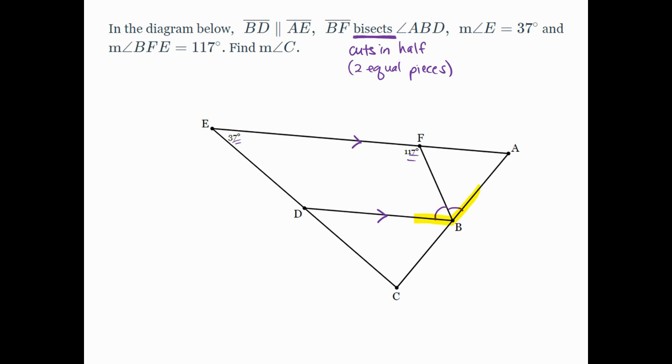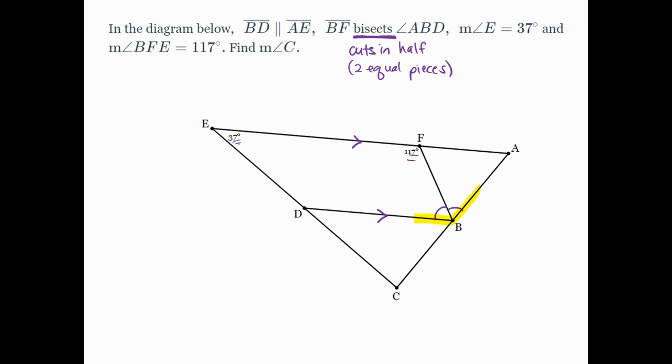Looking at what I have, I definitely see some parallel lines and some transversals happening, so I could do something with my parallel lines. I see some triangles, so I might be doing triangle sum. I also see some straight lines, so I might need a straight angle. So we're trying to get to angle C.